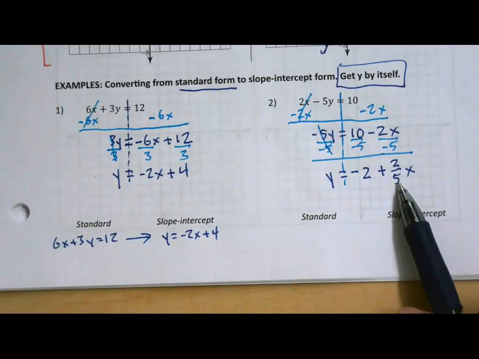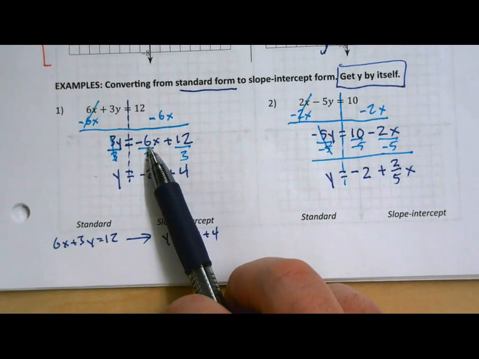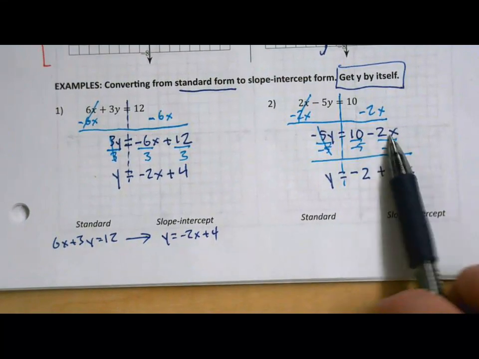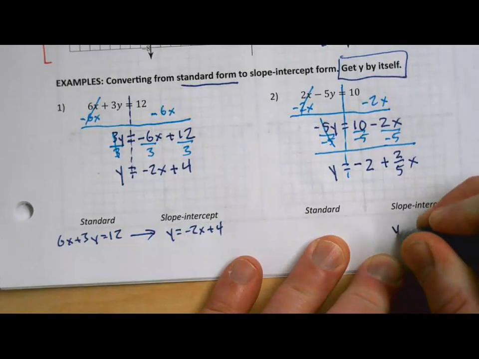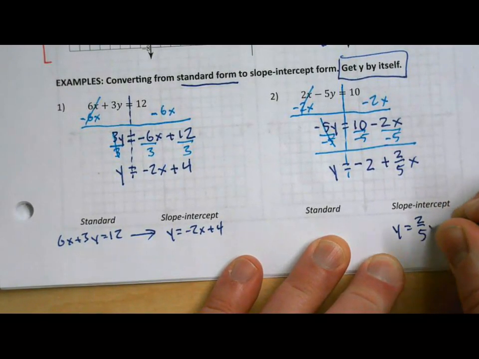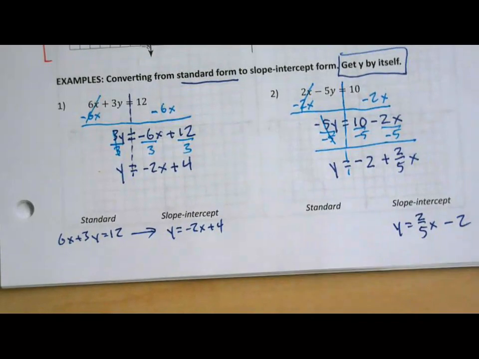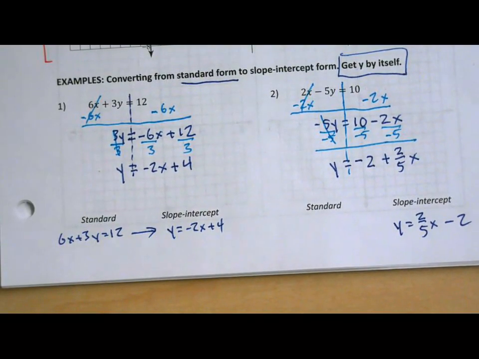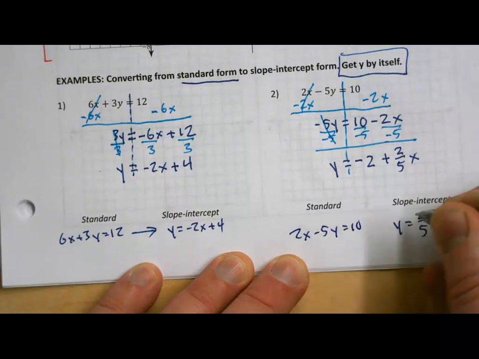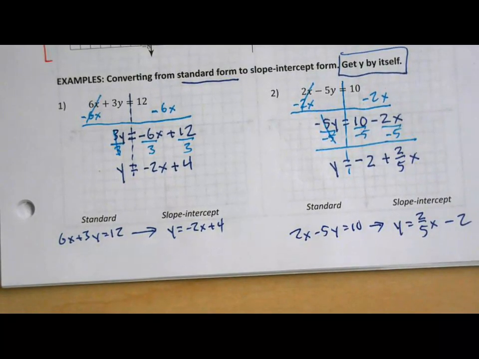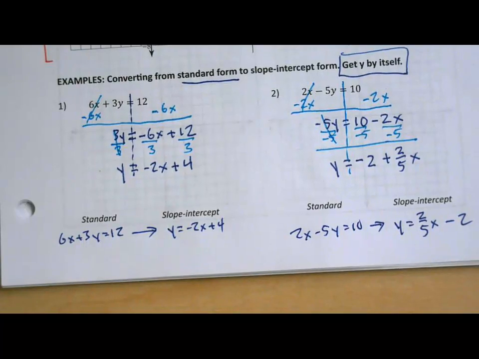That's why when I go to this step, I usually put the x first. I kind of wish I'd put that x there first, but that's okay. We can just rearrange it when we write our final answer down. I'm just going to rearrange this and put the 2 over 5x first, and the minus 2 at the end. Now it looks more like slope-intercept form to me. The original standard form was 2x minus 5y equals 10. And there we go. All right, so the goal is to get y by itself.